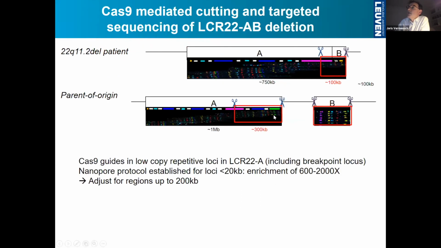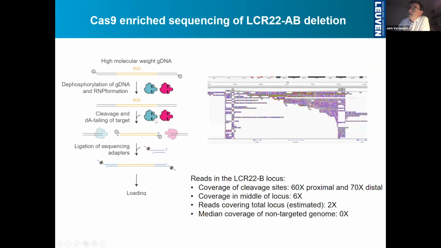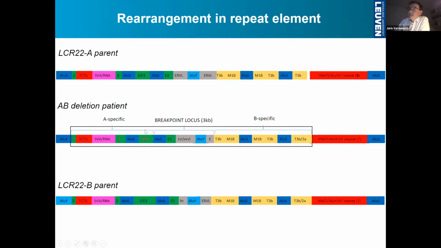What we basically do is generate Cas9 probes cutting within the LCRs and flanking the LCRs, cutting those out with those enzymes, and then you can actually targeted resequence those regions. And this is an example where we enriched the locus about 60-70 times and had reads going over the breakpoint. In this particular case, the rearrangement occurred not in the PATRR, but in some other repeat region.